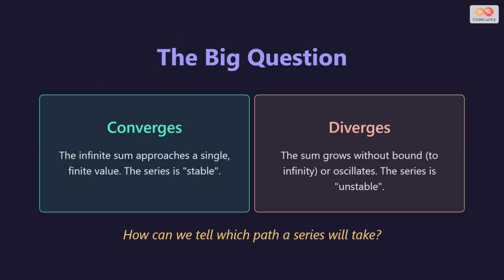There are only two possible outcomes for an infinite series. It either converges or it diverges. A series converges if its sum approaches a single, finite number. Think of it as being stable. On the other hand, a series diverges if its sum just keeps growing to infinity or if it never settles on a single value. This is an unstable situation. The challenge is figuring out which of these two paths a series will follow.